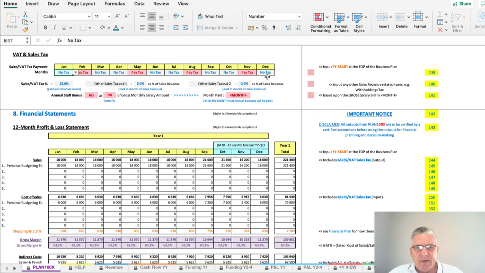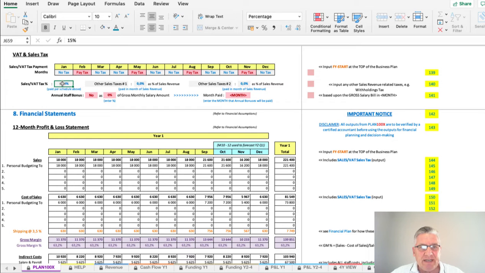Again, entrepreneurs very often get caught out in terms of not paying the taxes needed, and can find themselves in hot water. So with this, we've got feedback from our users, and we've built a tax liability table that shows you exactly what tax you're going to be paying in what months. Very, very useful, very powerful. Secondly, you're going to put in here the sales or VAT percentage.